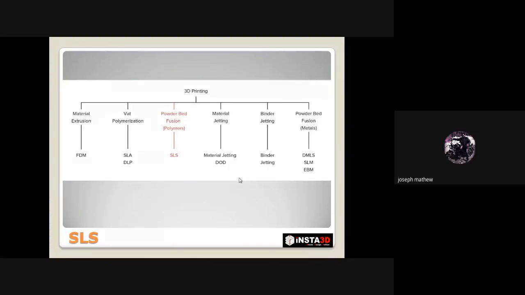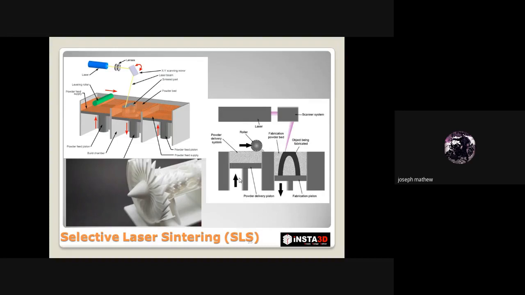So the next 3D printing technique is powder bed fusion, for polymers. Polymer powders are used, and this technology is called SLS, selective laser sintering. This powder fusion technology has a feeder piston on the left side, a supply feeder piston. So on both sides of the build plate is a feeder piston, and the build plate will be at the top at the start of the print.